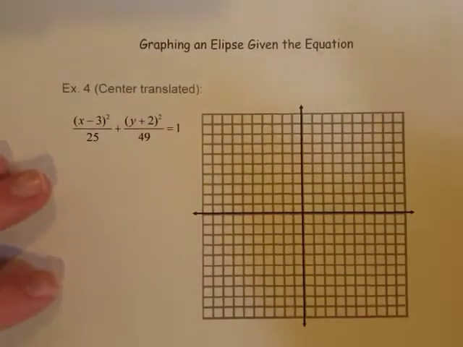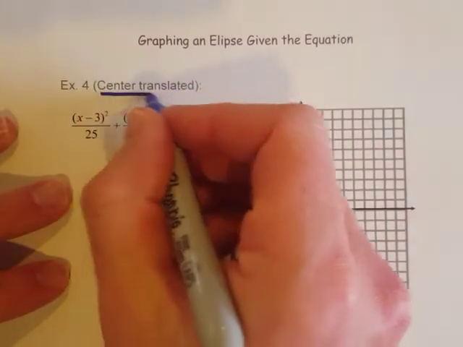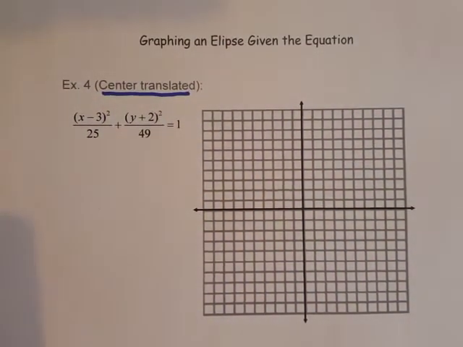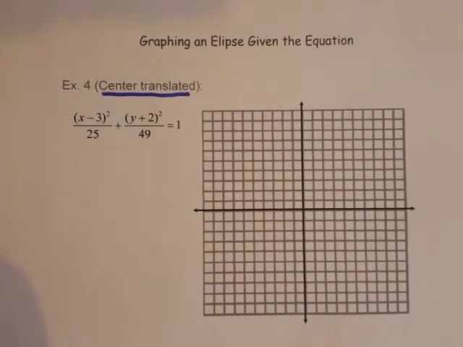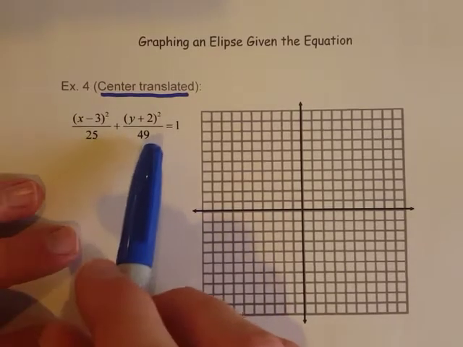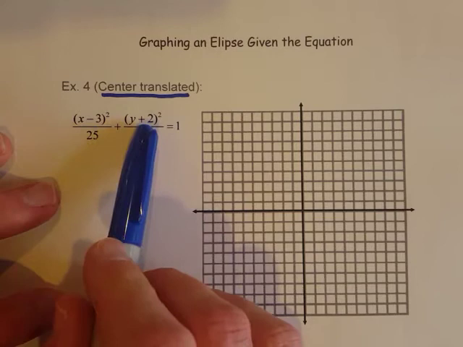For this next graphing example, we will have one where the center is translated a bit. So it's not going to be at 0, 0 anymore. It's going to be shifted. And we're going to use our ideas that we know for horizontal and vertical translations. So I want you to look at these top parts. They're a little different than what we've seen before.